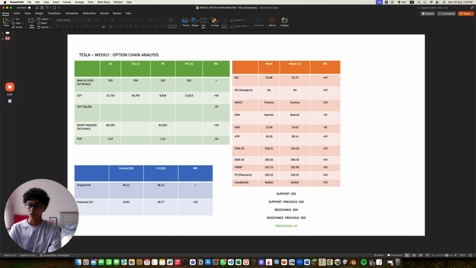VWAP, pivot point, and candlestick are all bullish as well. Now these supports and resistances are the same at 320 and 350 respectively, and the overall prediction for this week is that Tesla goes up.